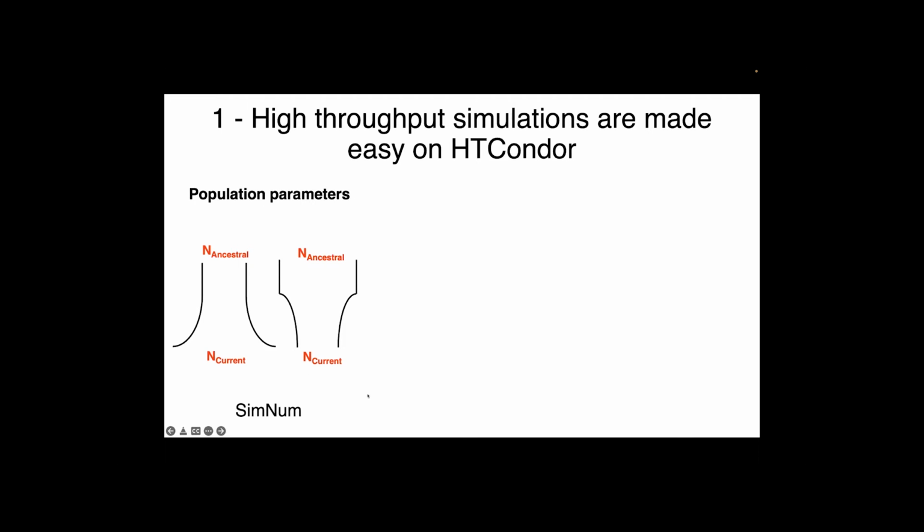And then for each of these population parameters, we simulate or sample genes across the genome. So these could be about 100 genes, or they could be 1,000 genes. It depends on your particular analysis and what you want.